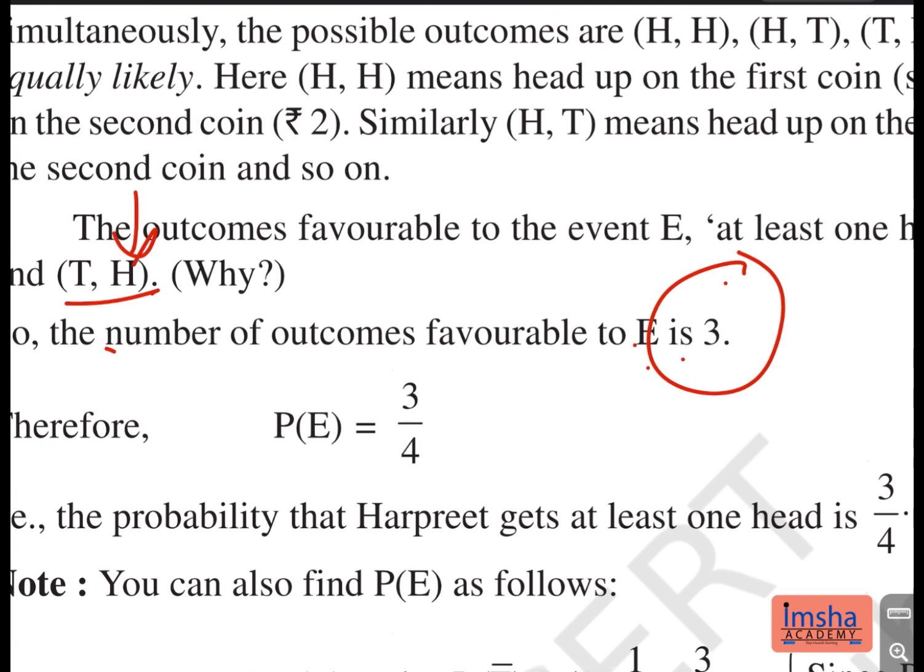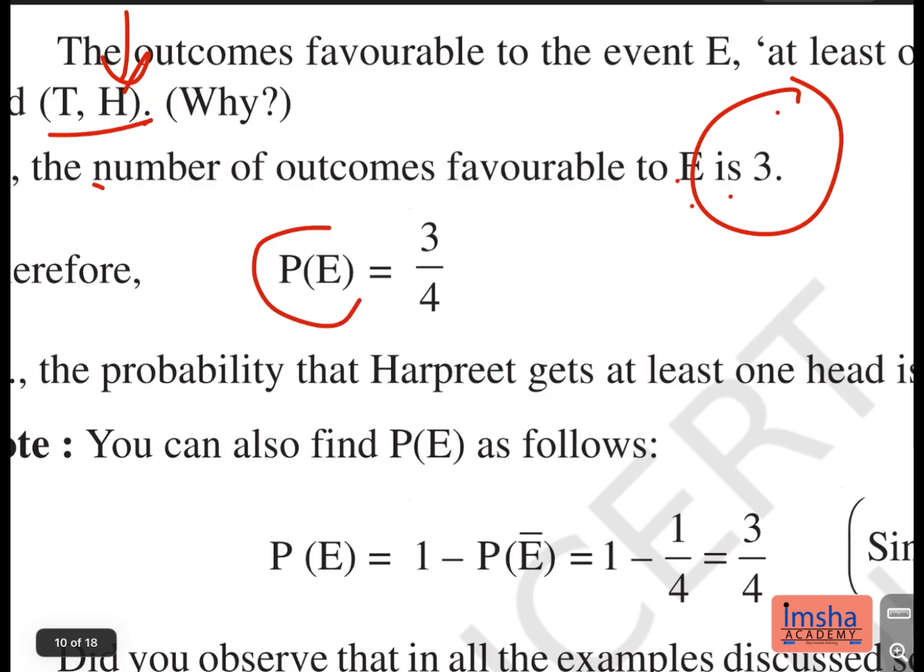So at least one should be head, when both coins are tossed. Both tails cannot be used in this example. At least one coin should be head. They have said at least, which means both the coins can also be head, but at least means at least one coin, the 1 rupee coin or the 2 rupee coin, should fall head side up.